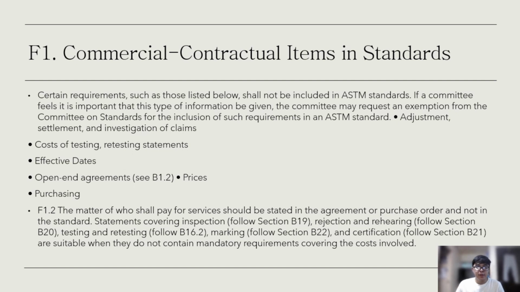F1. Commercial contractual items in standards. Certain requirements such as those listed below shall not be included in ASTM standards. If a committee feels it is important that this type of information be given, the committee may request an exemption from the Committee on Standards for the inclusion of such requirements in an ASTM standard. Adjustment, settlement, and investigation of claims. Cost of testing, retesting statements, effective dates, open-end agreements, prices, purchasing.